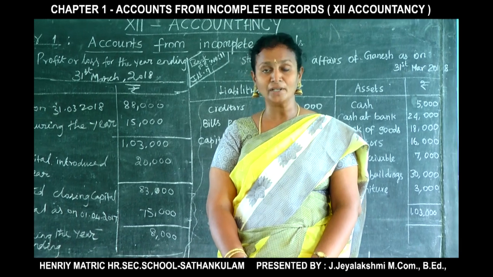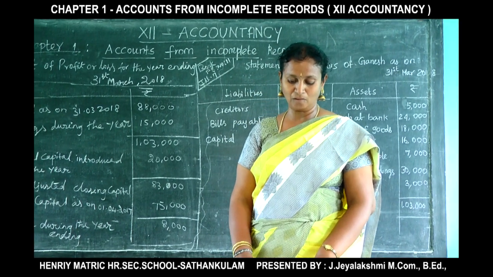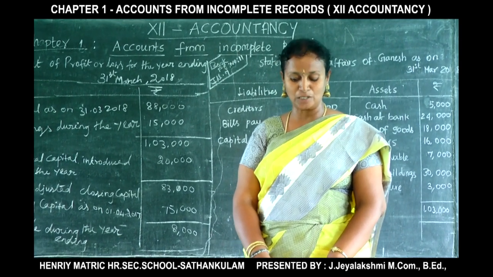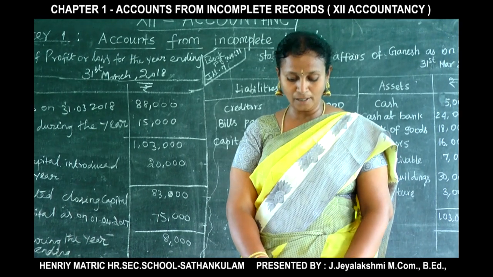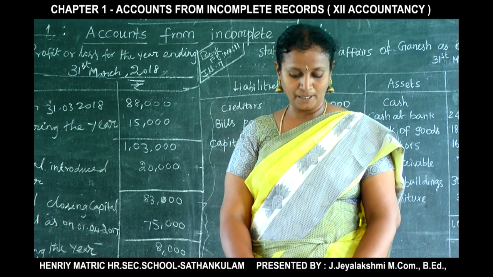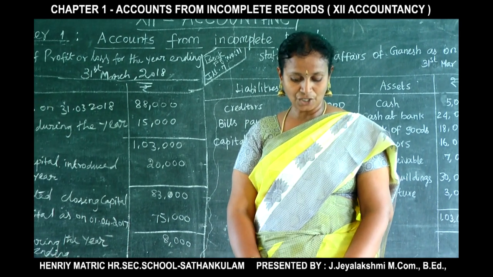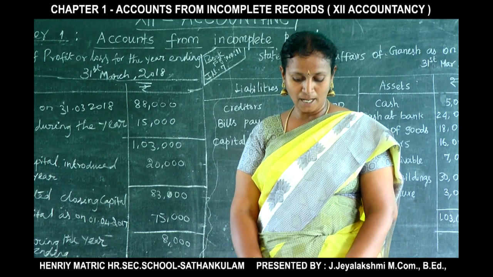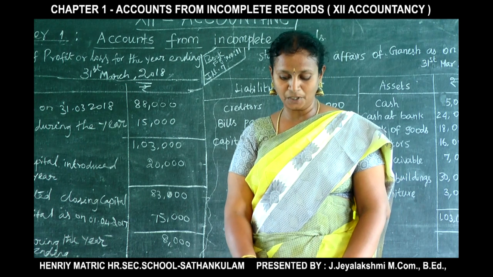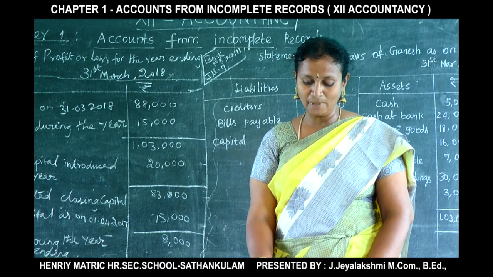This is the initial amount he invested. He did not maintain proper books of accounts, meaning he did not use the double entry system. The following particulars are available from his books on 31st March 2018: cash, stock of goods, bills receivable, furniture, land and building, and on this side debtors 16,000, creditors 9,000, cash and bank 24,000, bills payable.